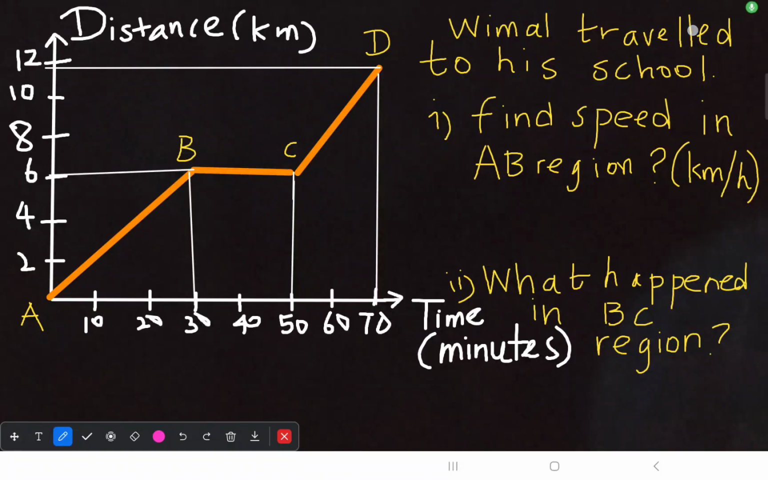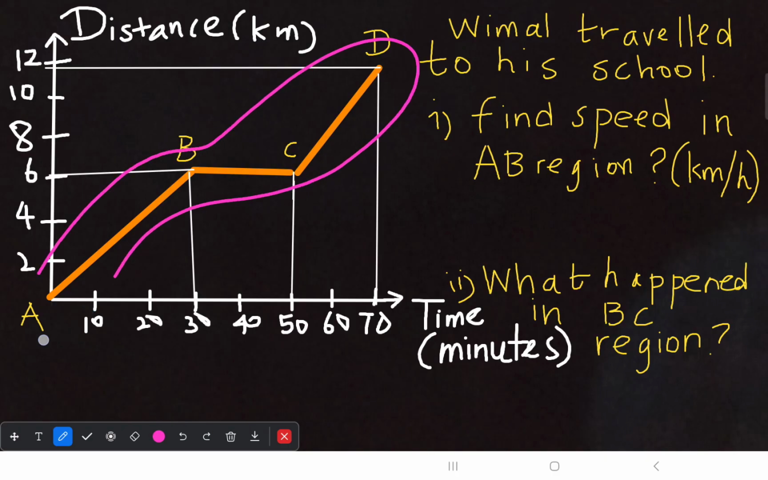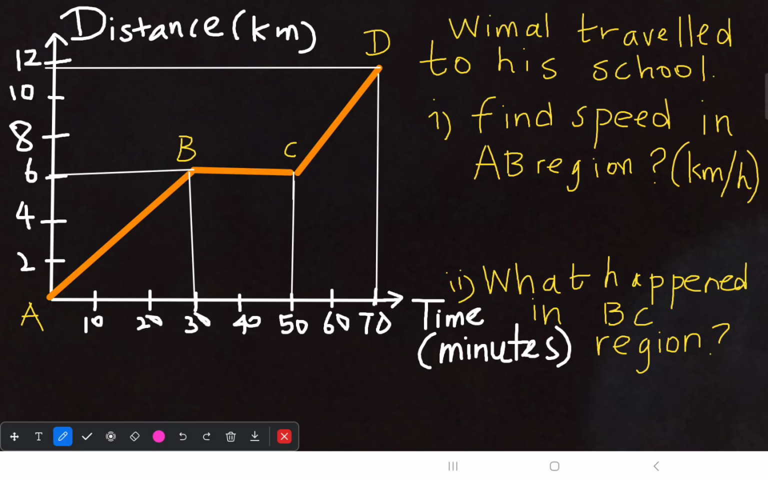Vimal traveled to his school. From his home, he traveled to his school. This is the traveling pattern of his journey. First of all, he started from his home. According to this diagram, you have to analyze first.